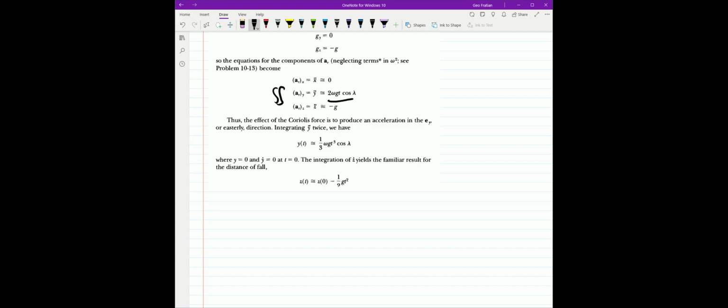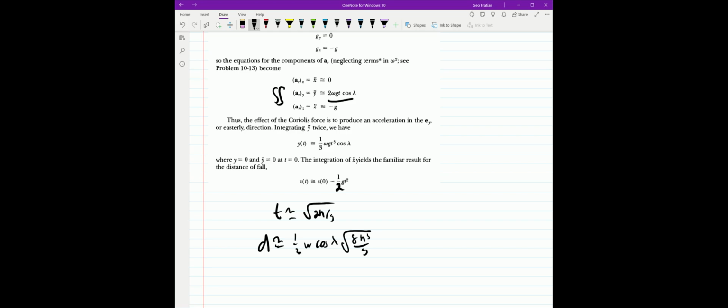Which I got cut off. That's 1/2. Sorry about that. And then we can get, again expectedly, t is basically the square root of 2h over g, just classic kinematics. So then the distance for the eastward deflection is approximately 1/3 omega cosine lambda square root of 8h cubed over g.